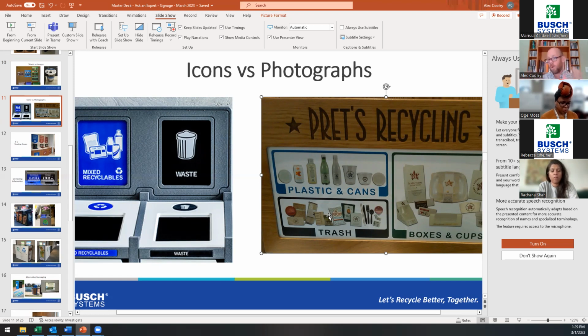So that's where words or icons can be more powerful, is when it's a diverse range of types of materials. You want to give people broad categories. You may miss some of the nuance, but that's just how it is.